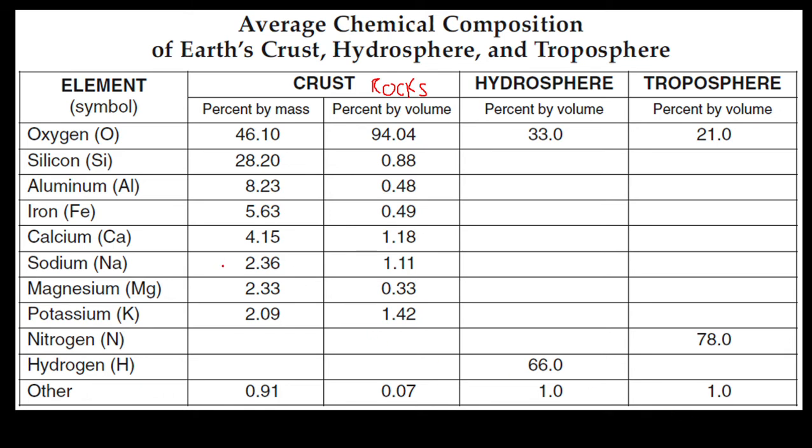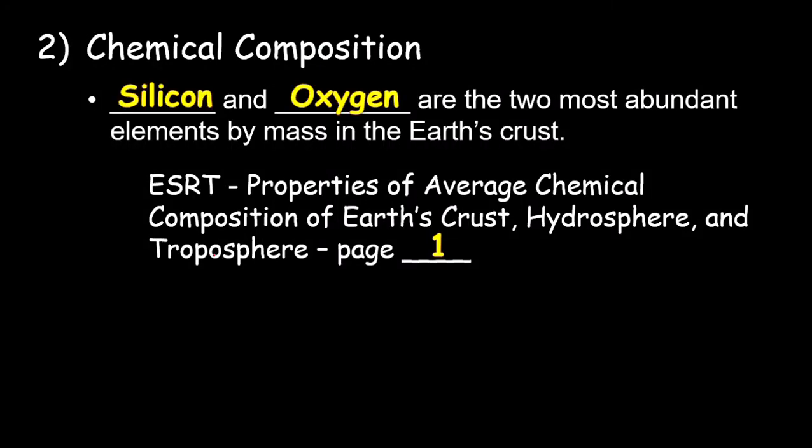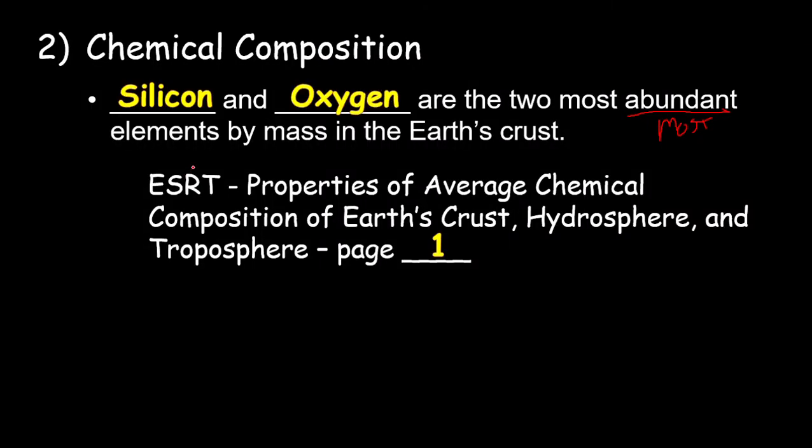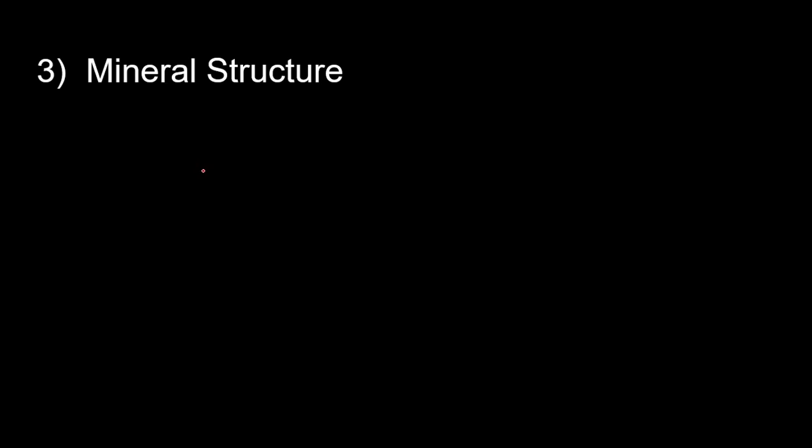When we take a look at this, here is the crust percent by mass. And our two most abundant, meaning most of, is the oxygen and silicon. So silicon and oxygen are the two most abundant elements by mass in Earth's crust. Abundant meaning the most. Okay, so there is the most silicon and oxygen in Earth's crust. Again, take a look back: 46% oxygen and 28% silicon. Those are the two most abundant elements.